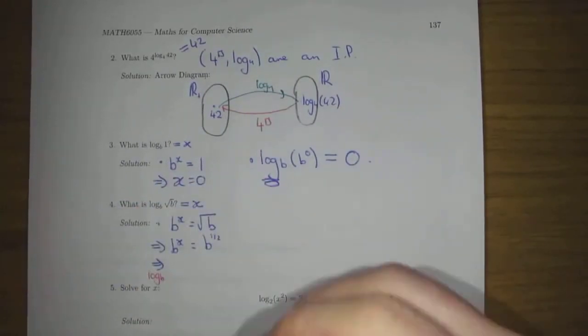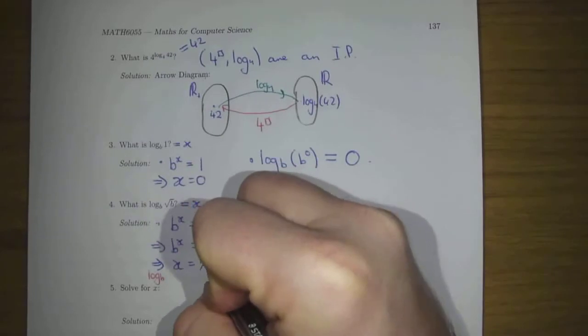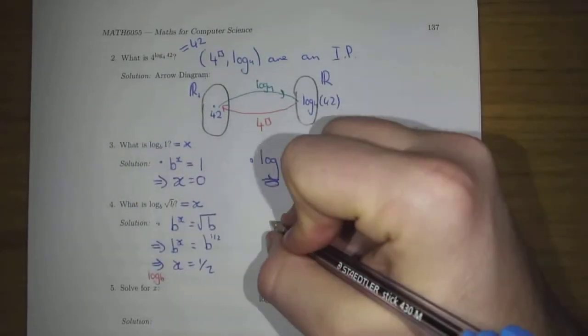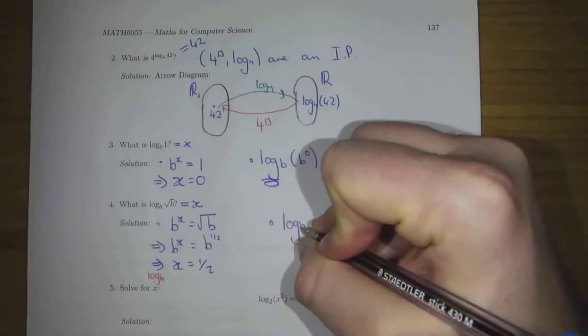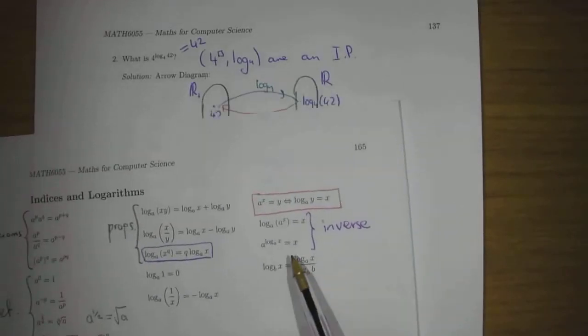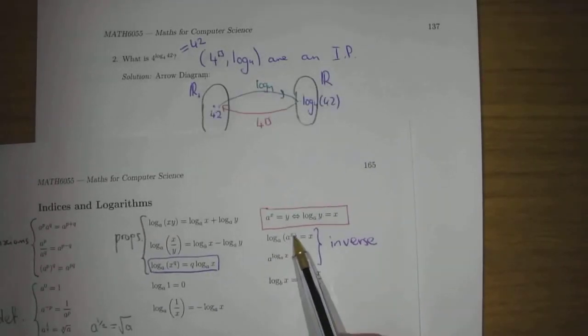Both sides to get rid of both of the b to the powers, so x is equal to half. And when I write this x, it's equal to this. Alternatively, log base b of root b, it's essentially this thing, that log base b and b to the power of are inverses.